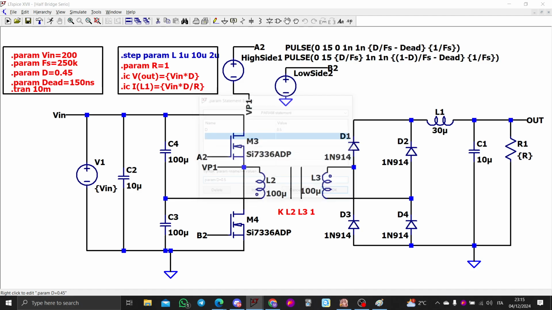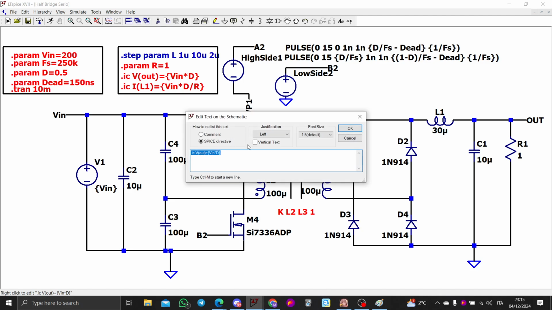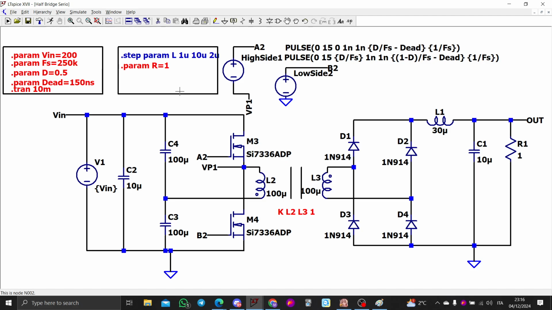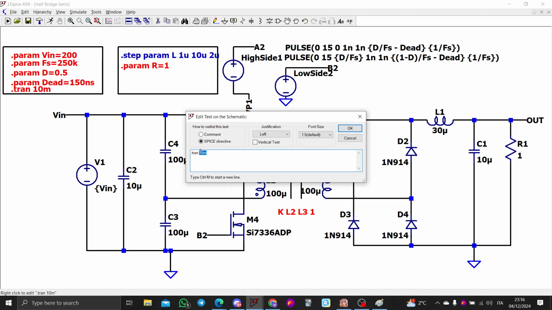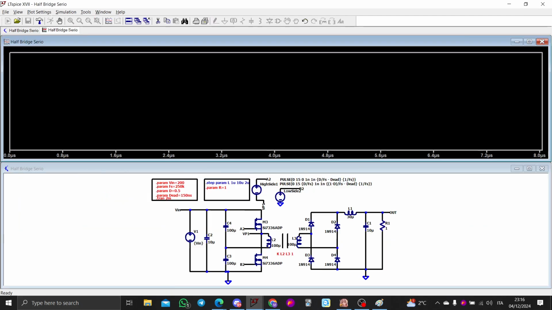Okay, better. 0.5, T-dead. Let's put one MOSFET and let's cancel this useless thing. Okay, I think that it is good for a half bridge. The stop time is maybe a little bit too high, so let's put just 2 milli, and I think that we are good to go.